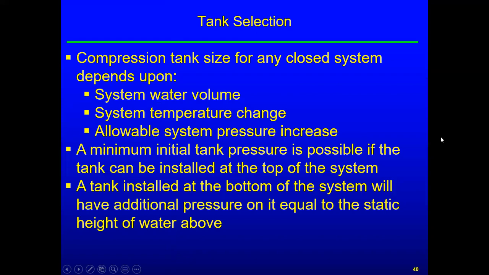Compression tank size in a closed system depends on, and we've said this before, the system water volume, system temperature change, and the allowable pressure increase. A minimum initial tank pressure is possible if the tank can be installed on top of the system because you don't have the static head of the water sitting on top of the tank. A tank installed at the bottom of the system will have additional pressure on it equal to the static height of water above it.